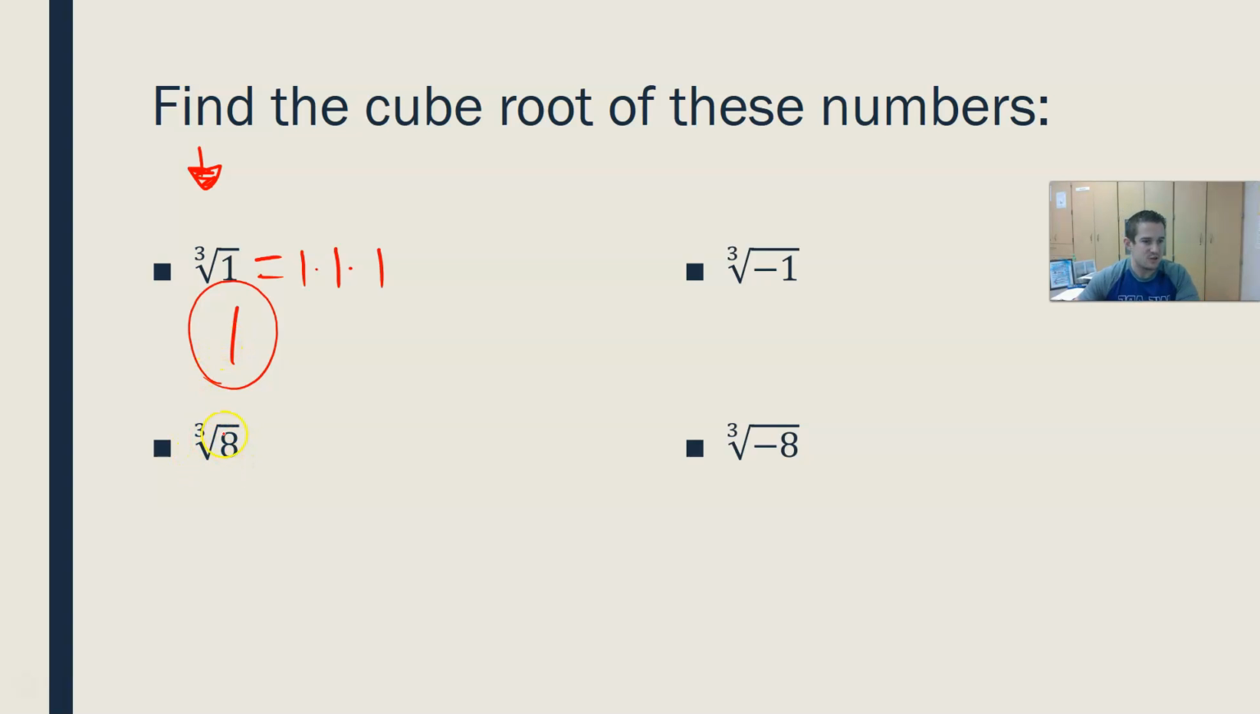What's the cube root of 8? We talked about this one on a previous slide. The cube root of 8, well, 8 is equal to 2 times 2 times 2. So the cube root of 8 is 2, a number that when multiplied by itself 3 times gives 8.